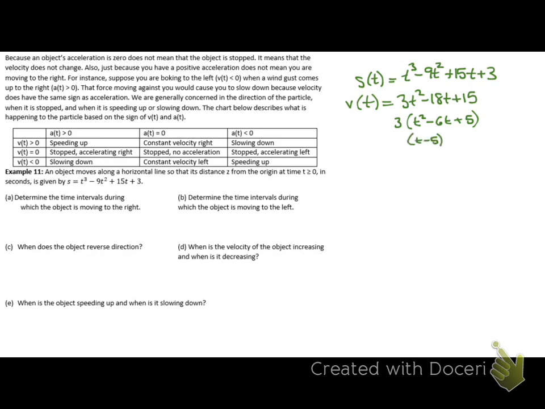It's t minus 5, t minus 1. So t equals 5 and 1. Okay, so those are my critical values for my velocity sign chart. I'm not going to graph it just yet. First, I'm going to find acceleration.